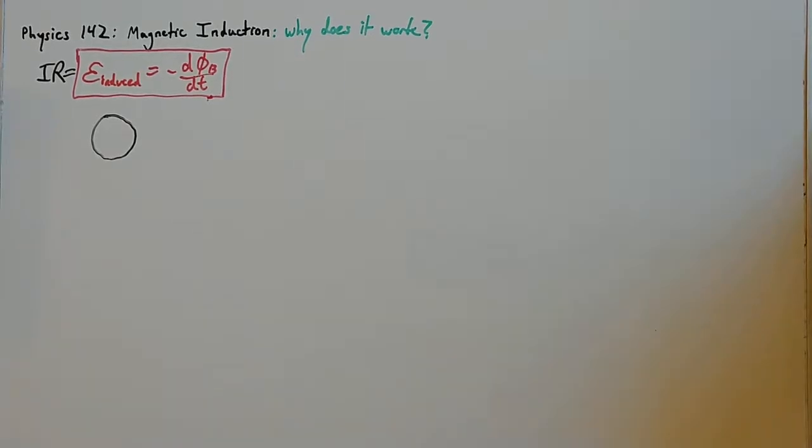In this video, I want to wrap up our discussion of magnetic induction by trying to understand why it actually works. Why is it that if you change the magnetic flux going through some wire hoop, you actually get a current in it? I think this actually is not very clear, not very obvious. So, let's think about what we've learned.